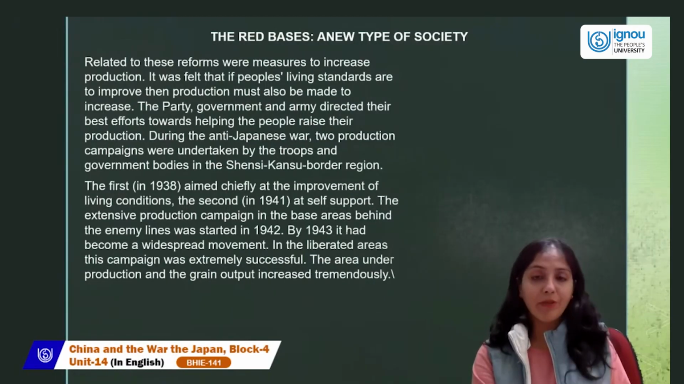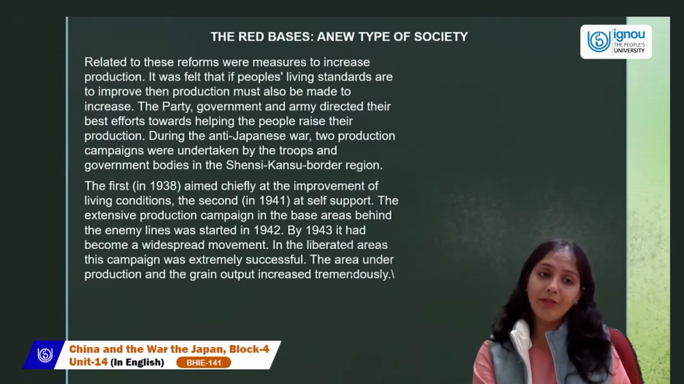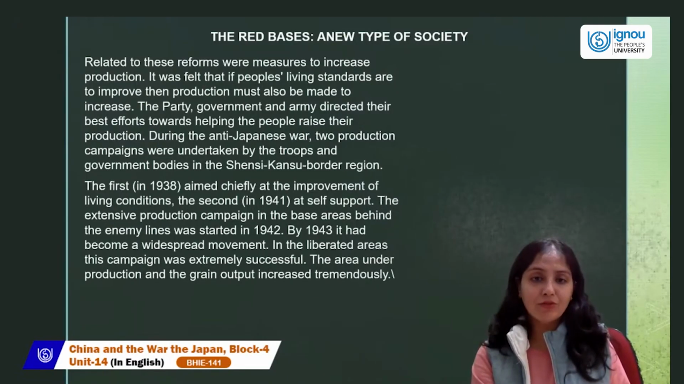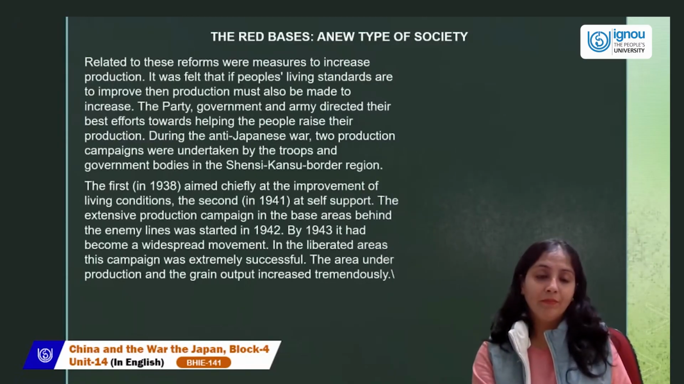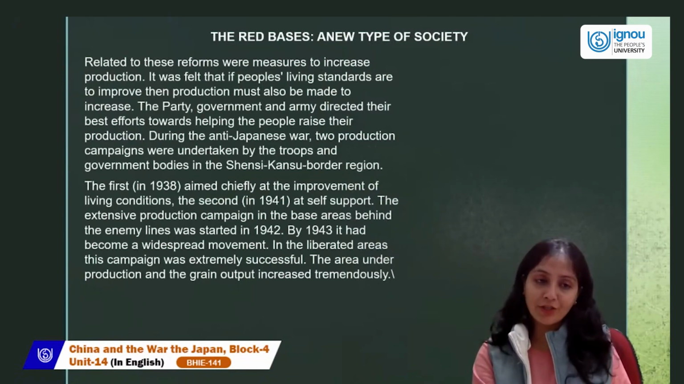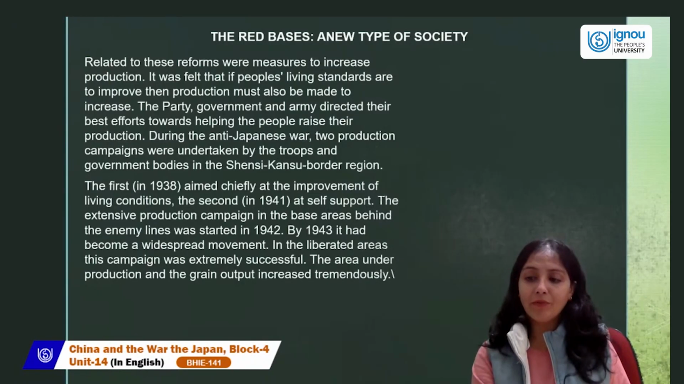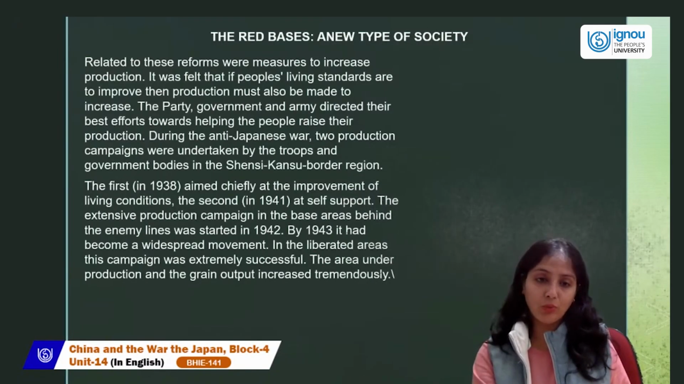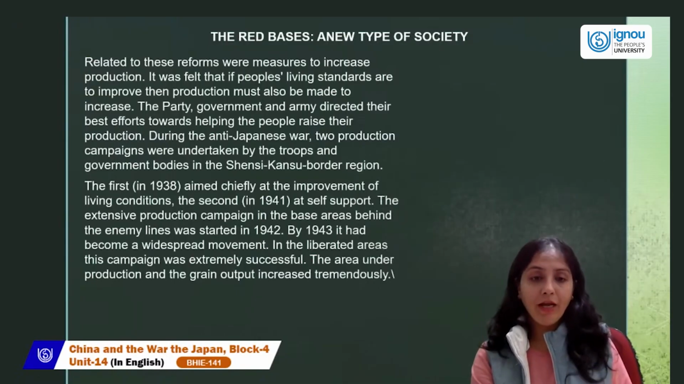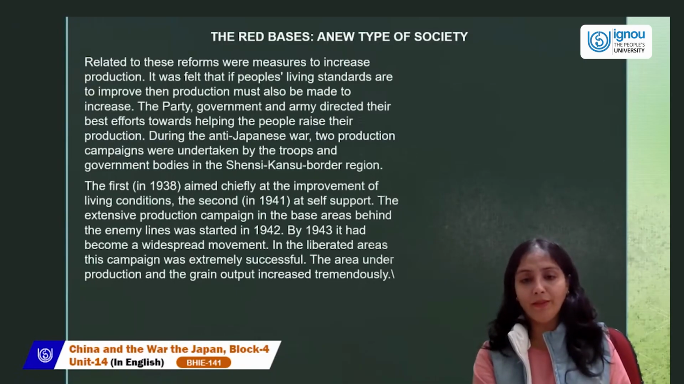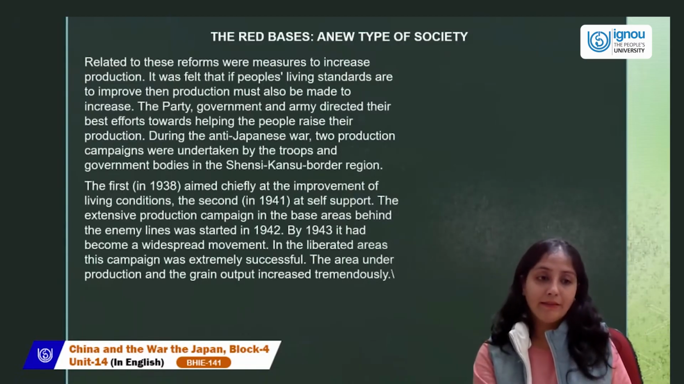During the anti-Japanese War, two production campaigns were undertaken by the troops and the government bodies in the Shaanxi-Gansu border region. The first aimed chiefly at the improvement of living conditions. The aim of the second one, in the base areas behind the enemy lines, was started in 1942. By 1943, it had become a widespread movement in the liberated areas. This campaign was extremely successful.